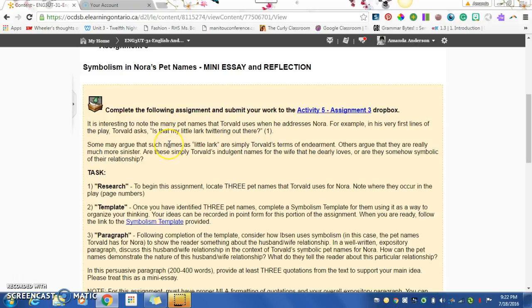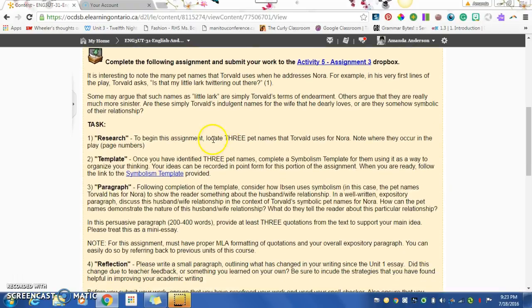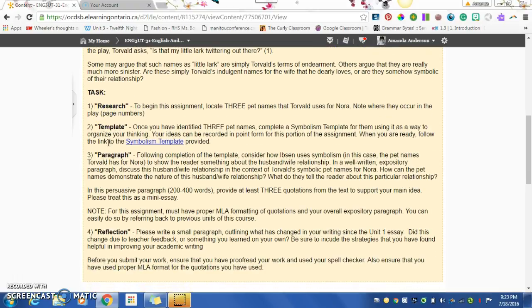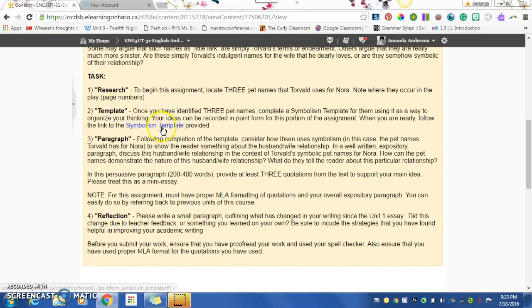So some might argue that little lark is something that is sweet and cute, and it's like, oh, my little bird, and some kind of think that it's kind of demeaning, and he is comparing her to like a little helpless animal. So I want you to find three different pet names that Torvald uses for Nora, and please find the page numbers that they're on. And then organize your thinking with the template.